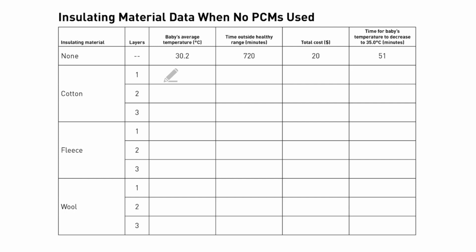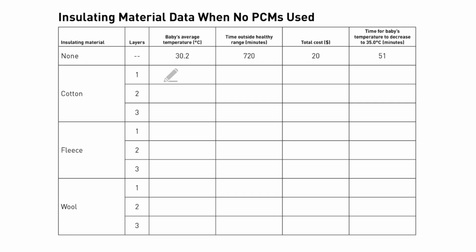How does the number of layers affect the baby's average temperature? When no PCMs are used, more layers of insulation increases the number of minutes it takes for the baby's temperature to drop. More insulation slows down the rate of thermal energy transfer from the baby to the surroundings. More layers of wool is more effective than more layers of cotton.